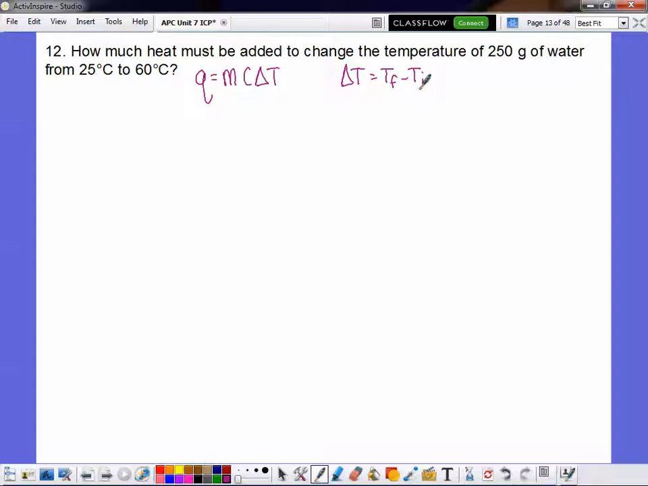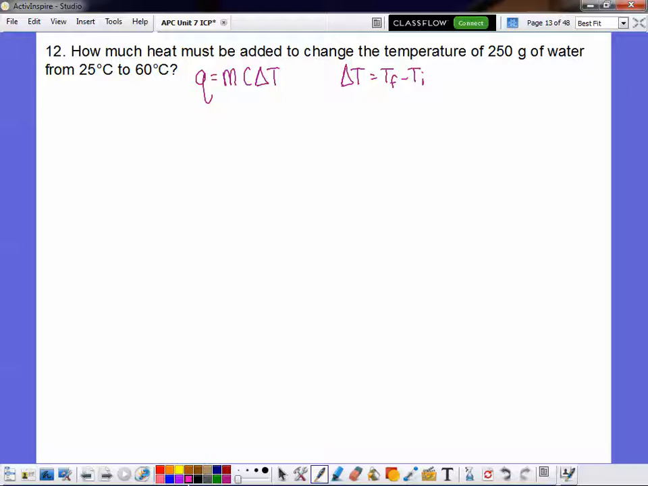Is it possible to have a negative Q? Yes. If you decrease your temperature, you're going to have a negative Q. In order to decrease your temperature, you have to remove energy, so Q would be negative because it's exothermic. Remember, the sign tells us the direction of heat flow.